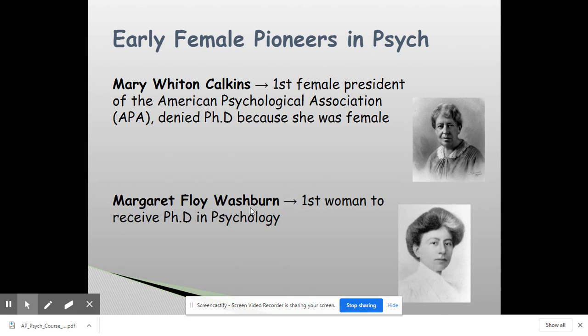And then Margaret Floyd Washburn is the first woman to receive a PhD in psychology. She was the second female president of the APA. She was really into animal cognition, so how animals think. All right, so those are key names that you just need to know who they are.